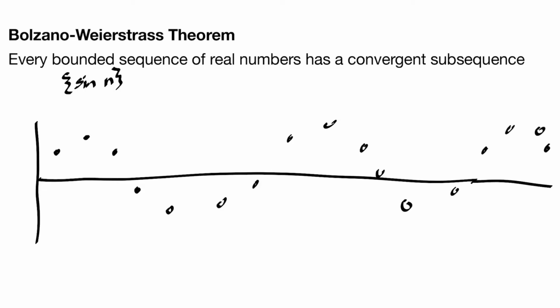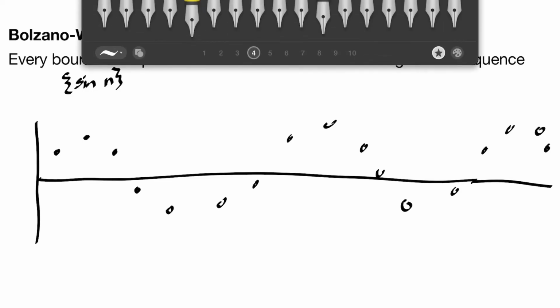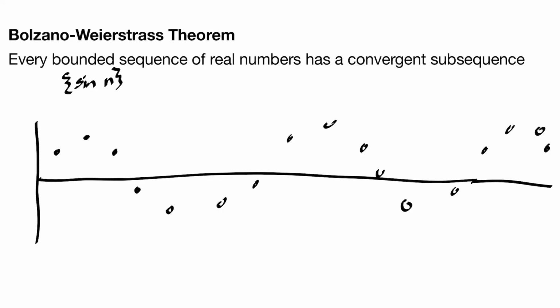So we know that it follows the sine curve, and so this sequence itself never converges. But what's important about the Bolzano-Weierstrass theorem is that it says there must be a subsequence that converges. So let's just look at this and see what I could possibly do to make a subsequence. Well, one thing I might be able to do with the sine graph is just constantly take larger values.